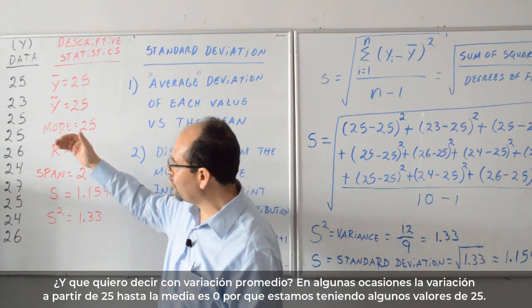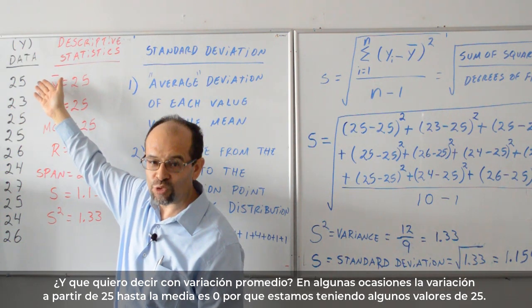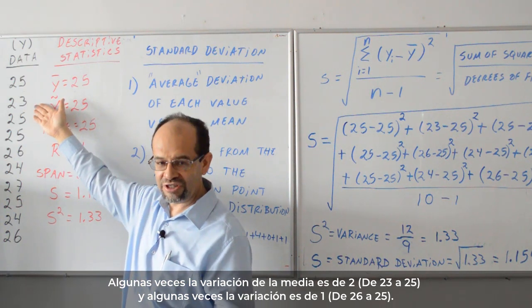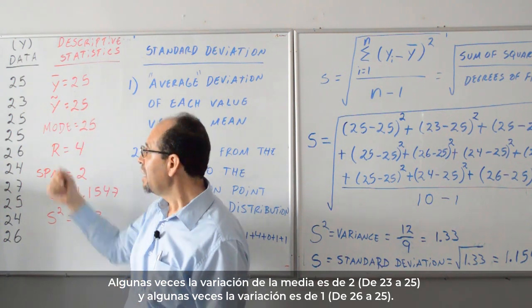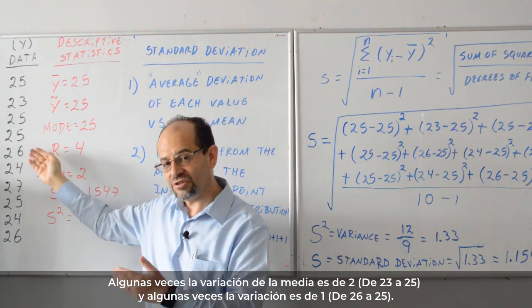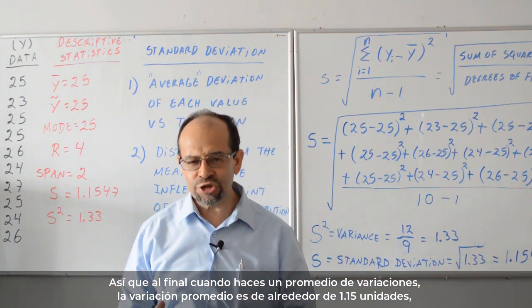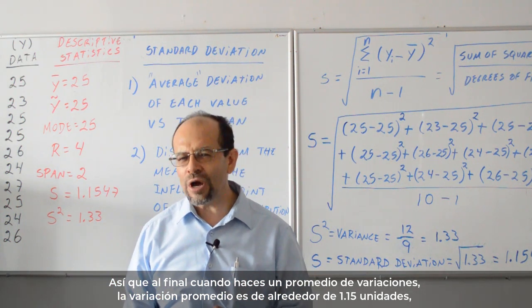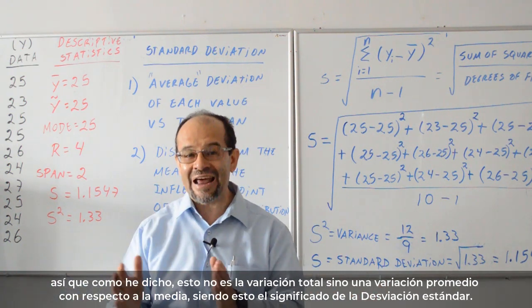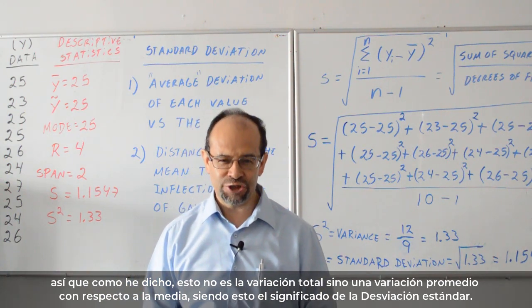Sometimes the variation from the mean of 25 is 0, because we are having some values of 25. Sometimes the variation from the mean is 2, from 23 to 25, the variation is 2. And sometimes the variation is 1, from 25 to 26, this value will be 1. So at the end, when you do an average of variations, the average variation is about 1.15 years. So that, as I have said, is not the total variation, but an average variation from the mean. And that is the meaning of the standard deviation.